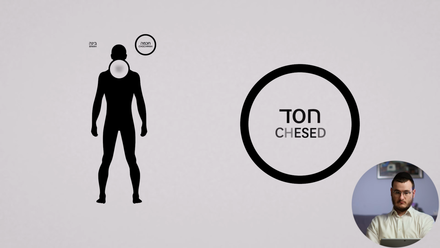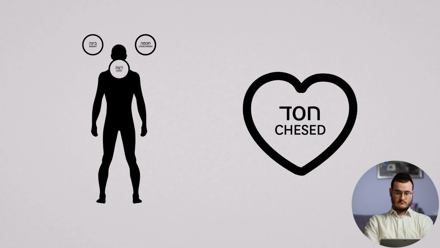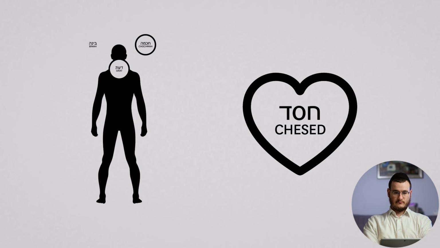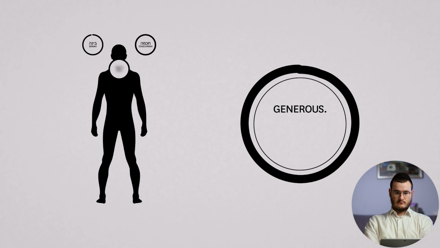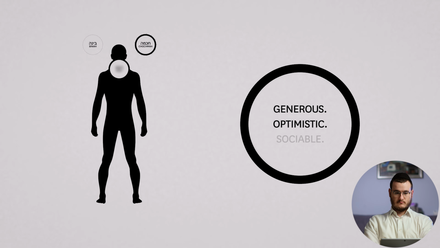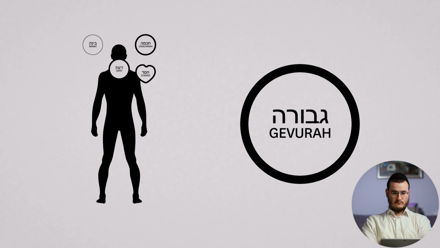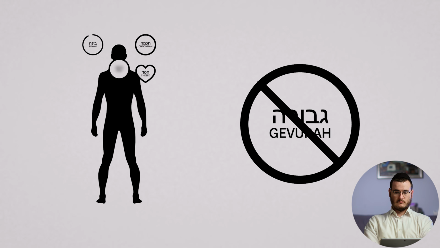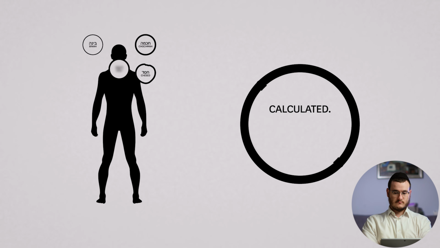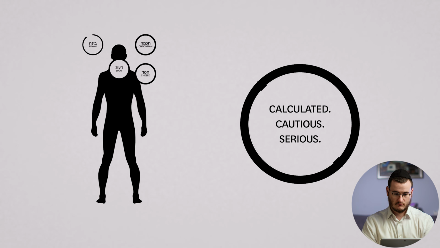Sefirah 4, Chesed. Chesed is the power to love, share, and look kindly upon others. It enables us to be generous, optimistic, sociable. Sefirah 5, Gevurah. Gevurah is the power of discipline and restraint. It enables us to be calculated, cautious, serious.